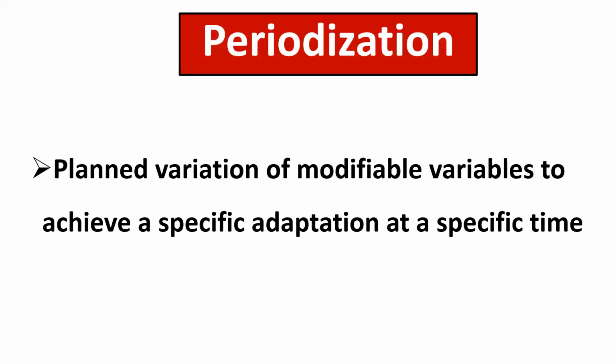We use a method called periodization, or planned variation of modifiable variables to achieve a specific adaptation at a specific time. So we are periodizing, we are planning when we are doing specific types of training throughout a year, multi-year cycle in order to achieve specific adaptations at specific times throughout the year.